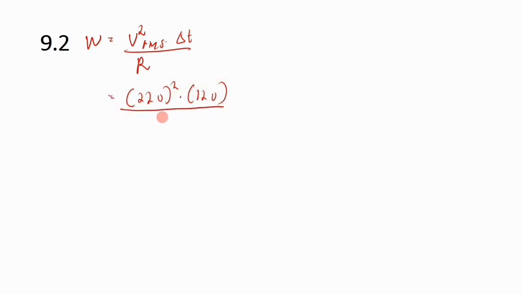Then we have W equals V squared RMS times change in time over the resistance. So it's just a matter of substituting here, and then our time is 120, and our R is 32, and then just punch all that in your calculator. You have 181,500 joules, and just as easy peasy like that, you have your full 4 marks.